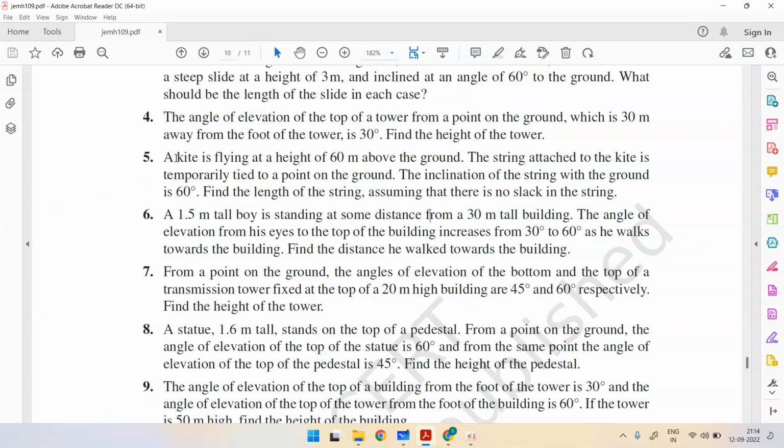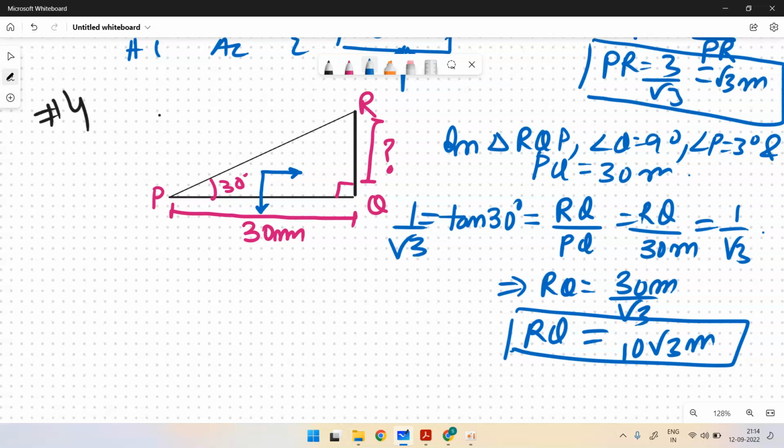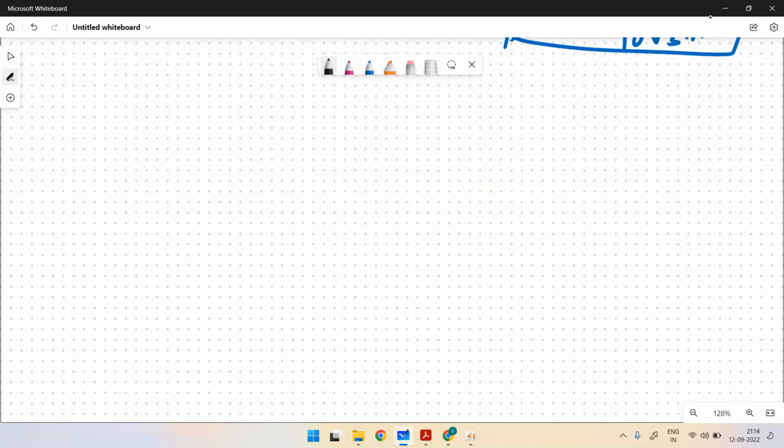Now, a kite is flying at a height of 60 meters above the ground. A string attached to the kite is temporarily tied to a point on the ground. The inclination of the string with the ground is 60 degrees. Find the length of the string given that there is no slack in the string. Given that a kite is flying at a height of 60 meters, and the string is at 60 degrees. This is my question.